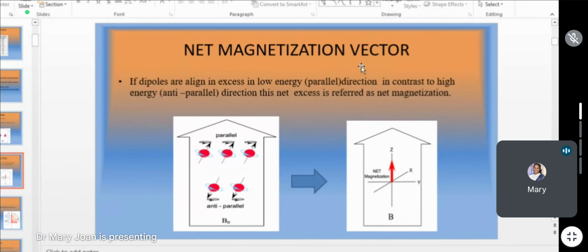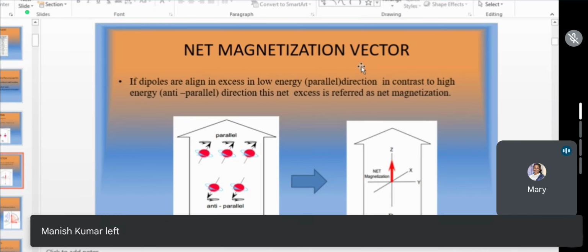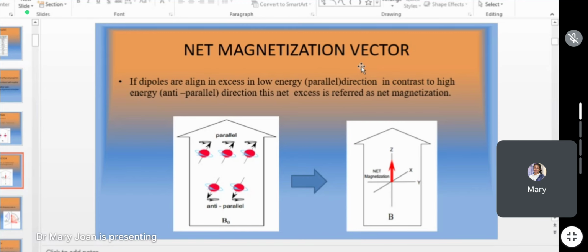So here you can see 3 protons are aligned in the parallel direction and 2 are in the anti-parallel direction. So we have a net magnetization in the same direction as the applied magnetic field.